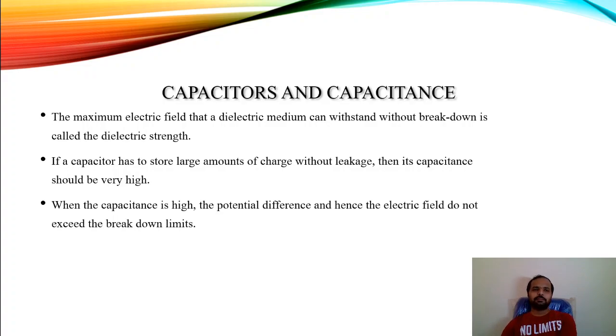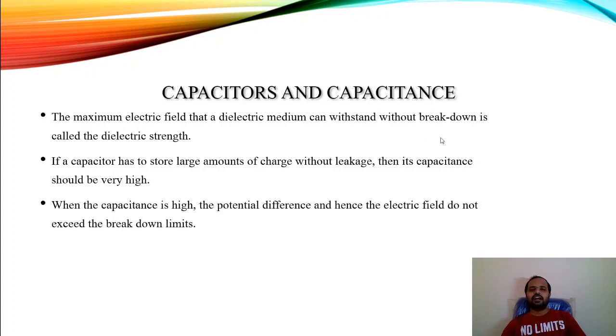So due to the presence of an external field, the dielectric medium also gets affected, and there is a limit up to which the dielectric medium can withstand such a high electric field. That is, high intensity electric fields can be withstood by the dielectric medium only up to a certain level, and beyond that level it is going to break down.